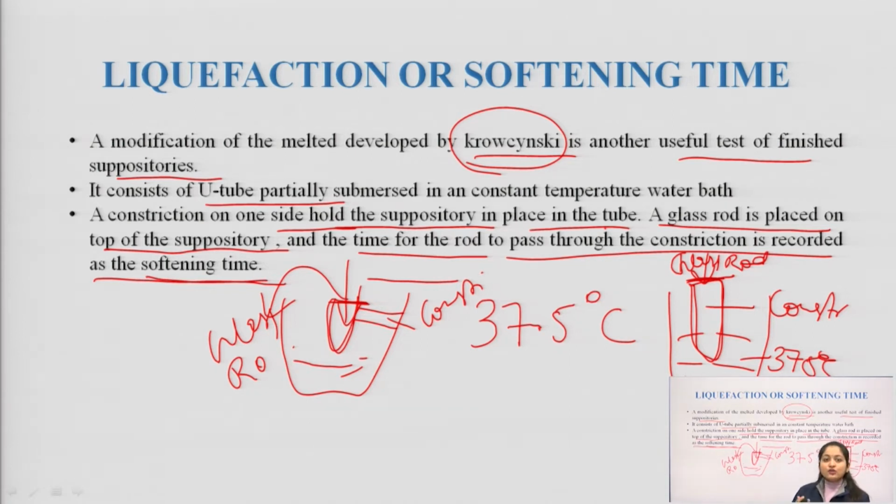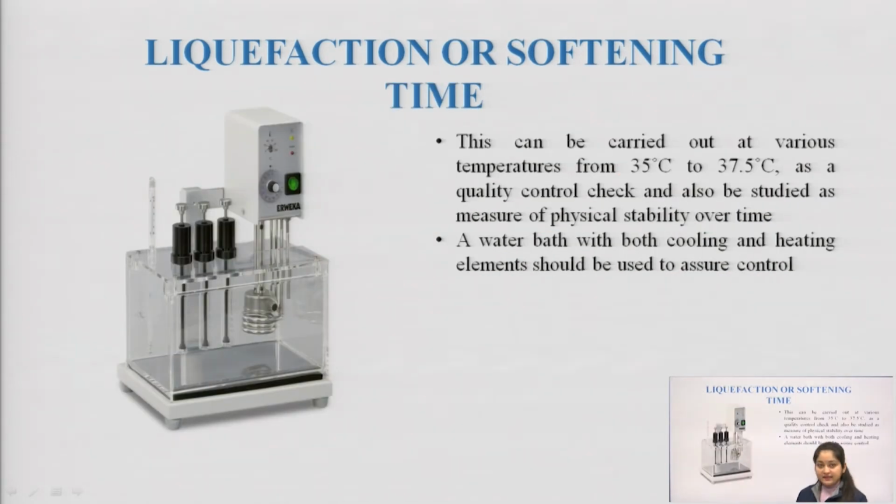In order to evaluate the suppository, if you want a good suppository that is going to produce a quick action, definitely the softening time must be quite less. The lower the softening time, the faster the biological action produced is going to be. So, moving ahead, let us understand liquefaction or softening temperature in a bit more detail by looking at this apparatus. This can be carried out at various temperatures from 35 to 37.5 degrees Celsius, as I mentioned earlier, as a quality control check, and can also be studied as a measure of physical stability over time.